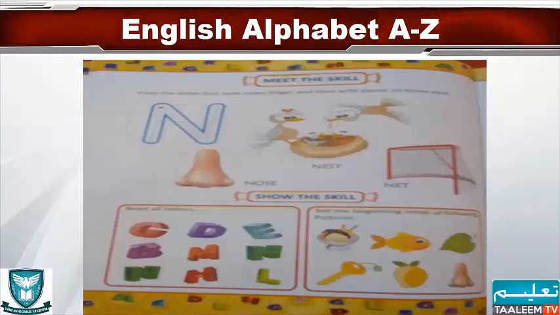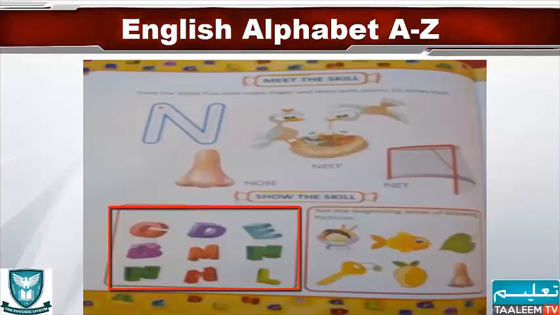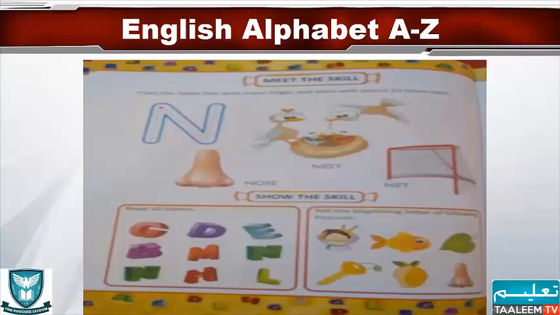Your first block is carrying different letters. Simply, you can read these letters loudly. Good. And identify the letter N from this block. You can put your finger on N. Good.